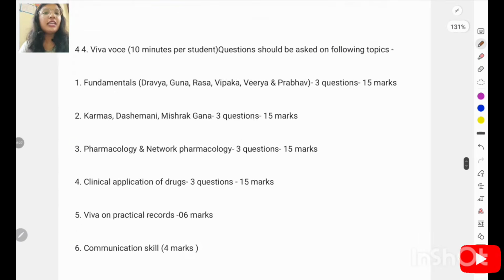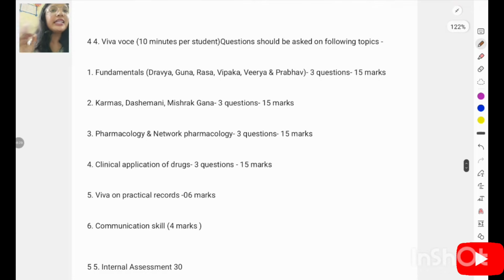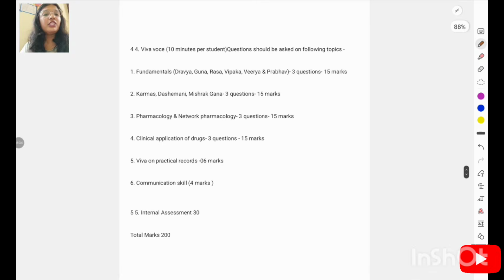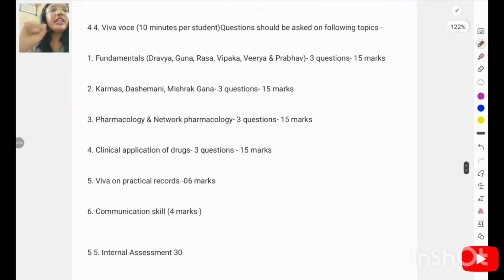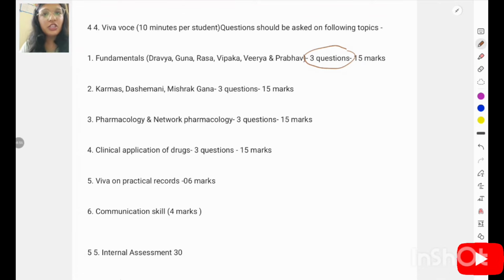The last portion is our Viva. Every student will have 10 minutes for Viva, and this is the major portion. They can ask fundamental questions like Dravyaguna, Virya, Vipaka definitions, general concepts, classification, or basic meanings. 3 questions will come from this portion, containing 15 marks. Next is karma. 3 questions will be there from karma. There are 22 karmas mentioned by Sharangdharacharya, along with the Dashemani and Mishraka Gana, and it also contains 3 questions.